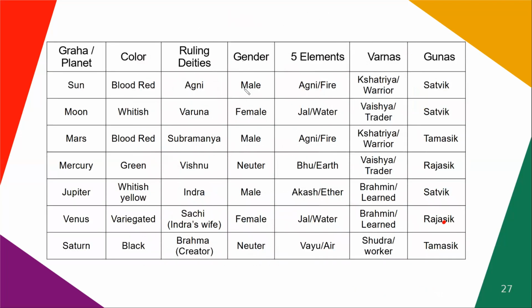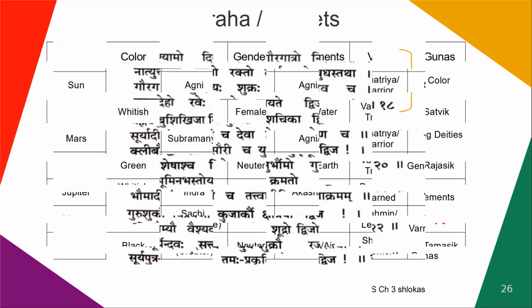So in this column, I have mentioned that Sun, Mars, and Jupiter are the male planets, while Venus and Moon are the female planets. Mercury and Saturn are neuter. So in this shloka, Maharshi Parashara gave the gender for each planet.